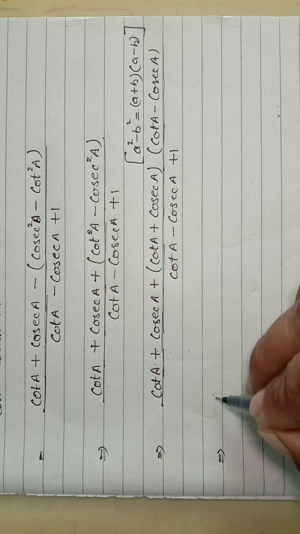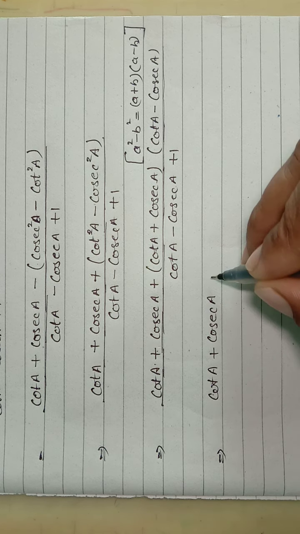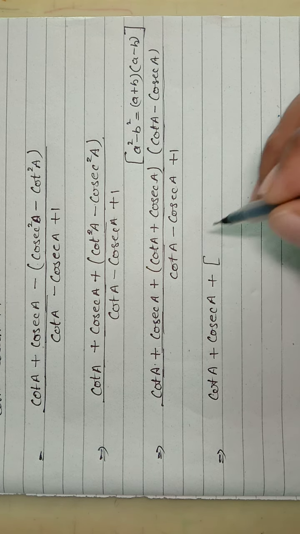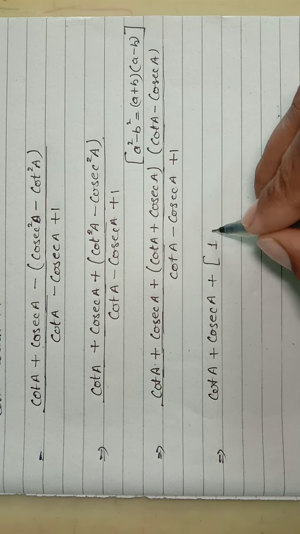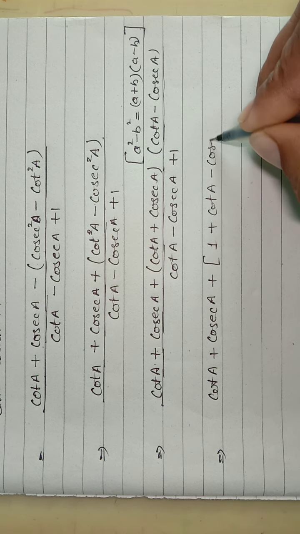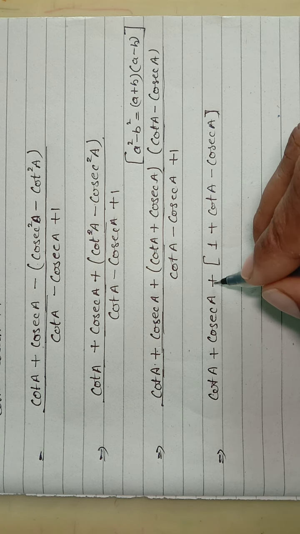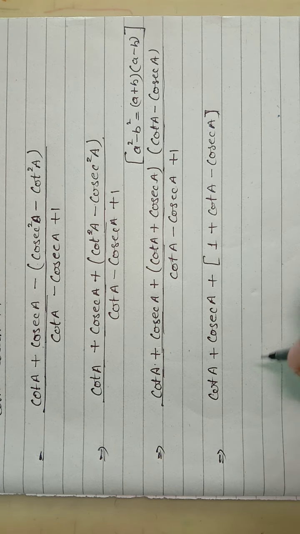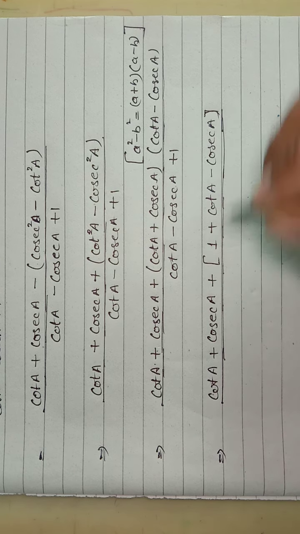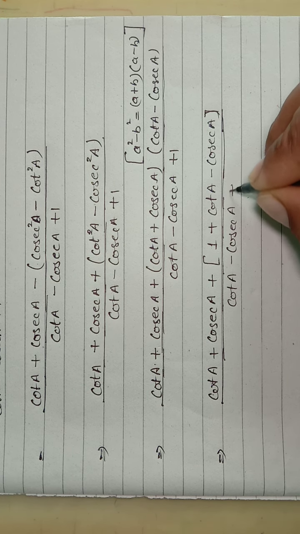Now you see what is happening here. You have cot A plus cosec A, and it is plus bracket open, 1 plus cot A minus cosec A. Is it clear? If you are not going to put the addition sign here, it's okay, no need to put the addition sign. Now you see here, in the denominator there is no change, cot A minus cosec A plus 1.